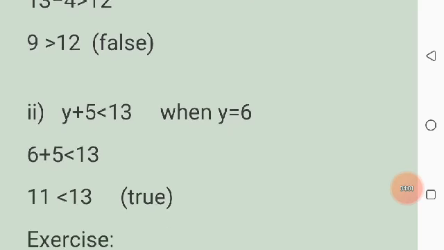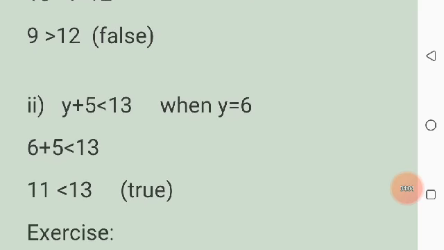2. y plus 5 is less than 13 when y is equal to 6. So let's see whether the inequality is true or false if we put y equal to 6. Putting y equal to 6, we have 6 plus 5 is less than 13. 6 plus 5 will give us 11. 11 is less than 13, which is true.